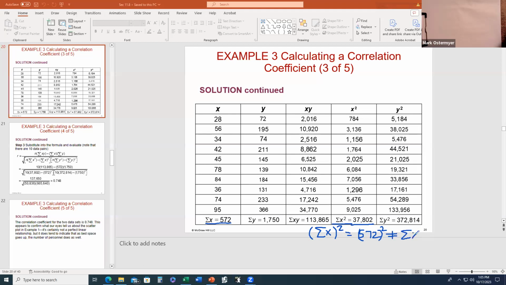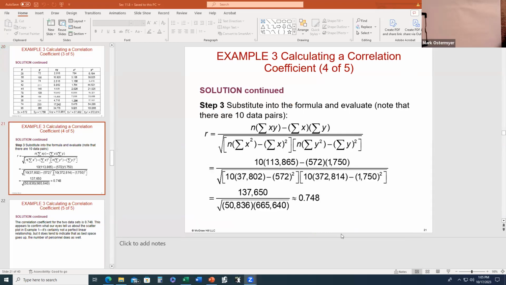So please don't fall into the trap of thinking that these are the same. They're totally different things going on here. Here we're first summing up x and then just squaring that sum. But here we're first squaring all the x values and then summing all those squared values up. Totally different operation. I just wanted to draw your attention to that. That's a common mistake.